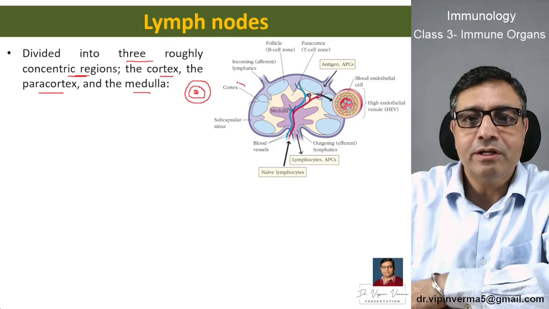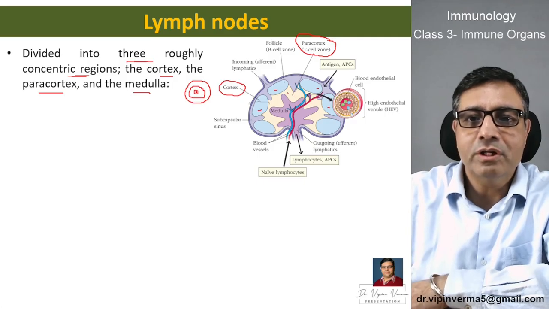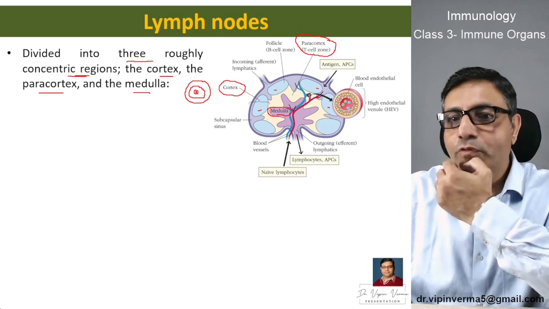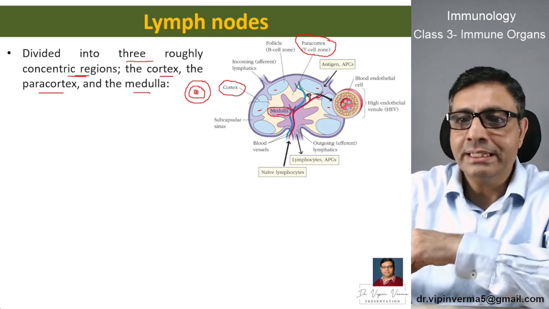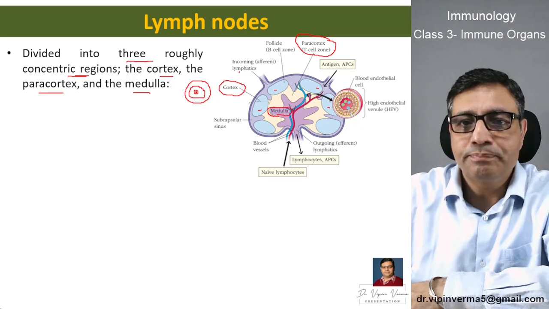So here you will find the cortex. This is the cortical part, the sky blue part. Then you have the paracortex. You can find it here. The area around the cortex is the paracortex. This is the yellow part. And then you have the medulla. This is the medulla, the interior part. So we have the cortex, the paracortex, and then the medulla.